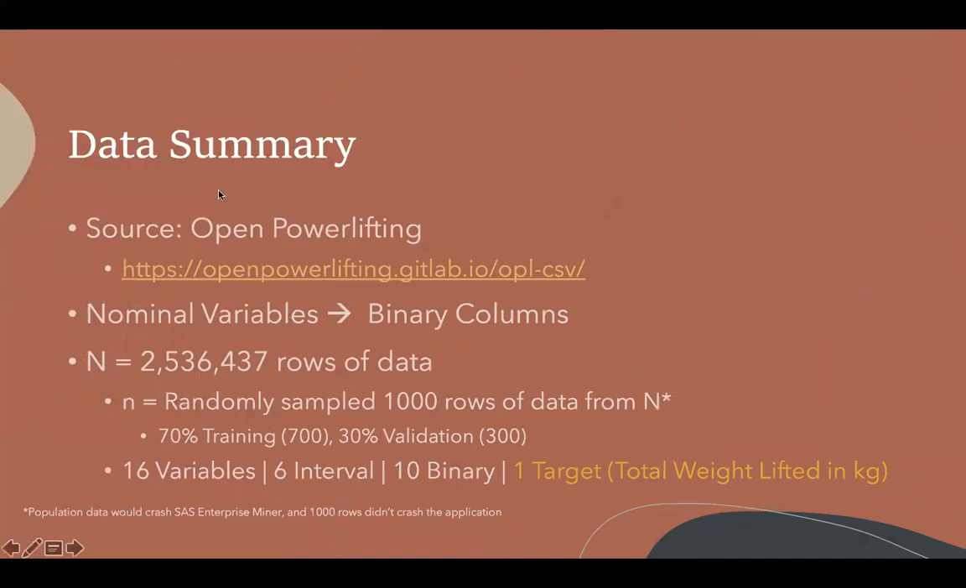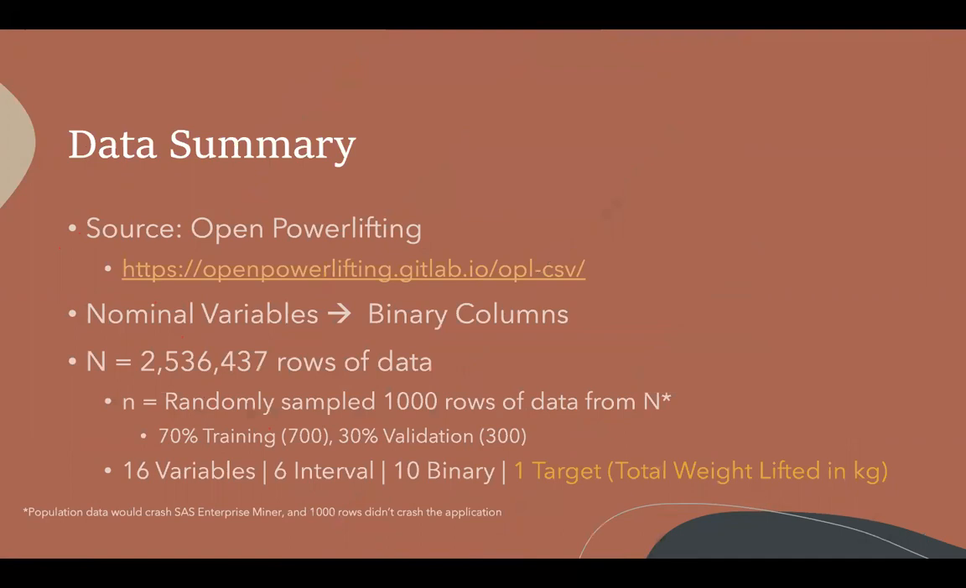So, summarizing the data, I got all of this data from openpowerlifting.org, which aggregates 2.5 million observations of actual powerlifting competition results. Each row shows the full spectrum of the attributes that make up the powerlifting total.